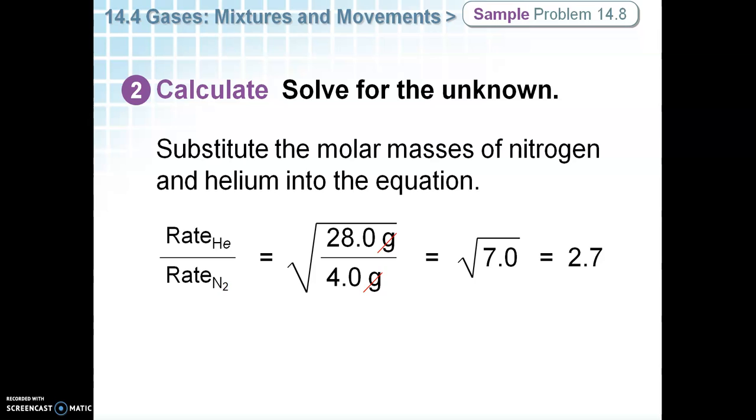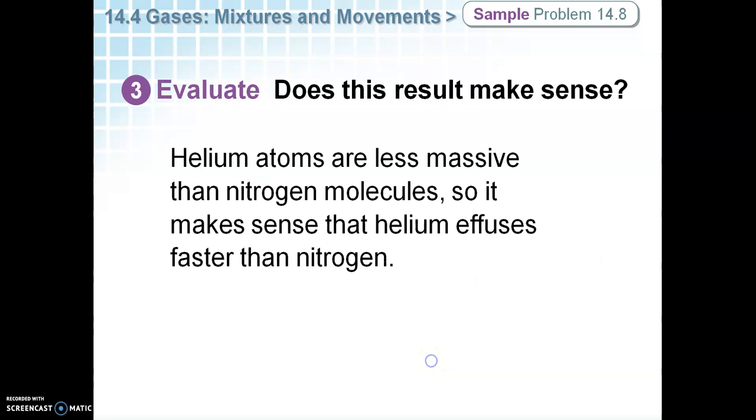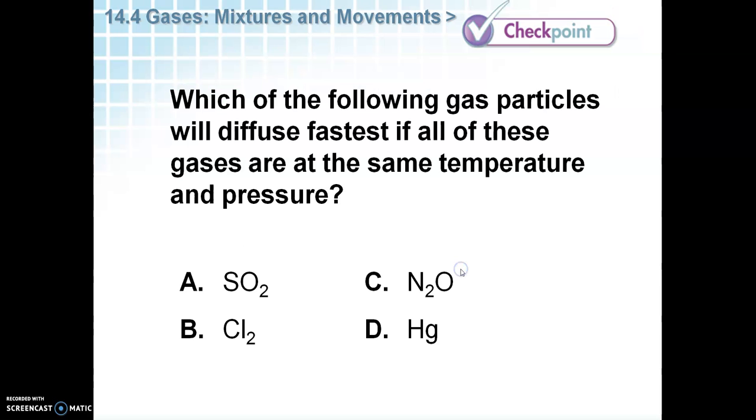And that's all there is to Graham's law. It's really not that bad. You divide and you square root. The only ugly thing here is square rooting, but we have calculators for that. Okay, does the result make sense? Helium's less massive, therefore it should go faster, and we found it does go faster by 2.7 times.